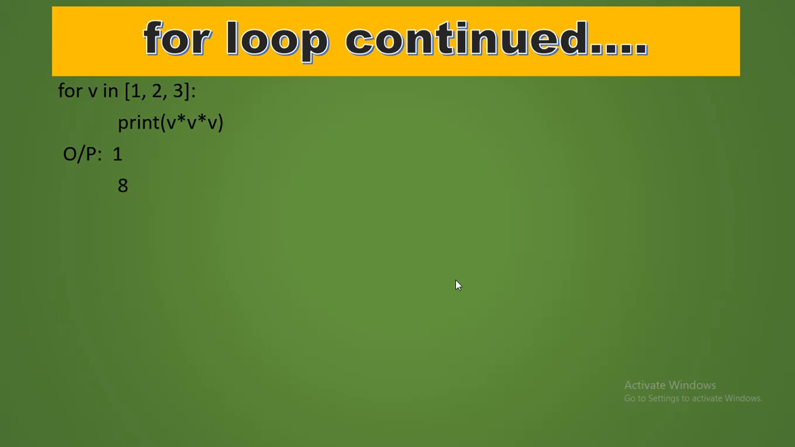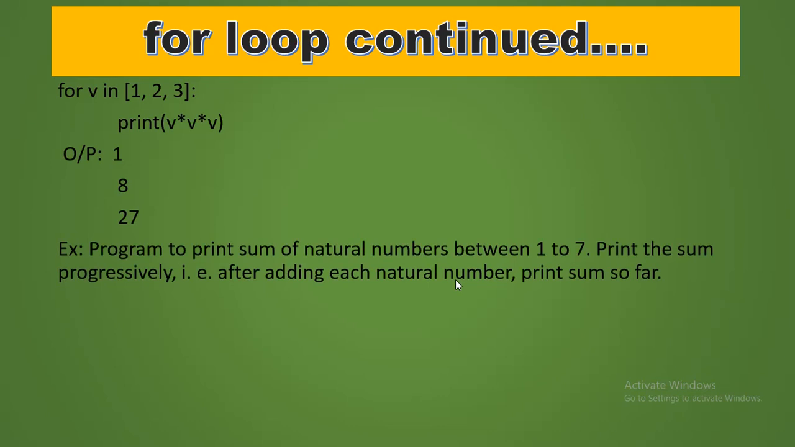When the value of V will be 2, it will print the cube of 2, that is 8. When the value of V will be 3, it will print the cube of 3, that is 27. Now the next example is, if we want to print the sum of natural numbers between 1 to 7, and every time the successive outputs should be printed in the sequence.